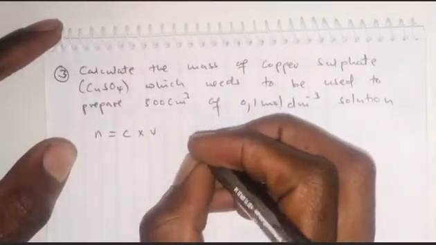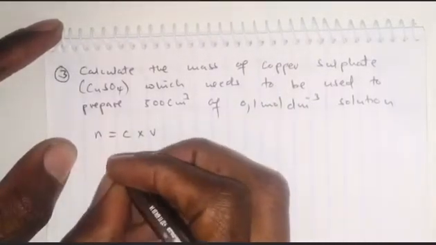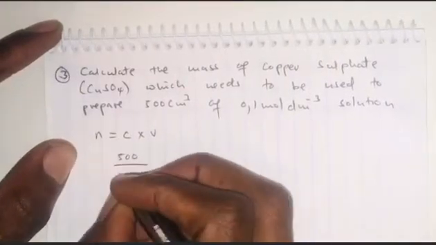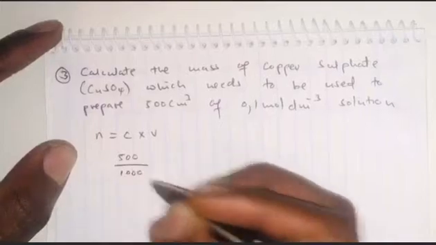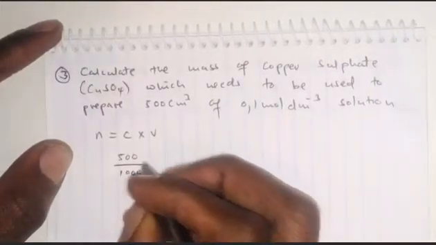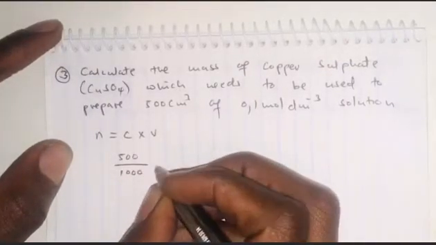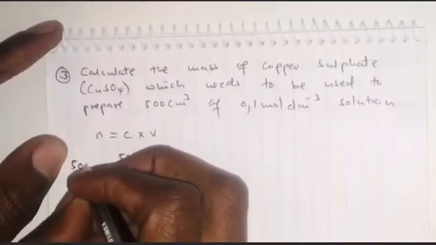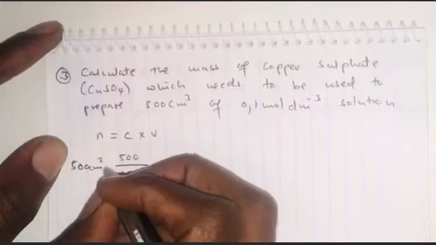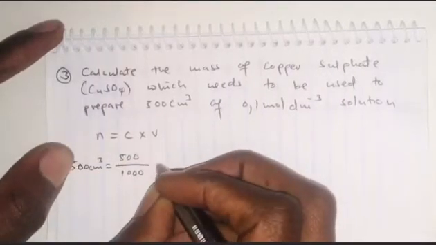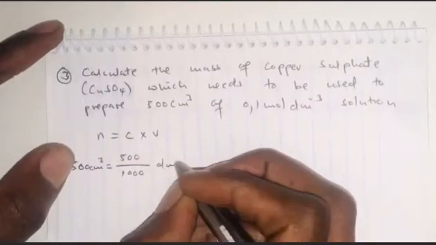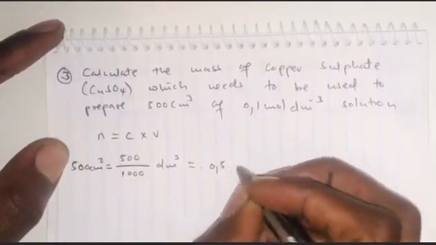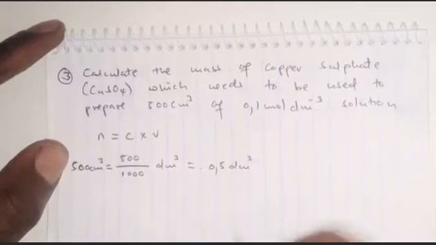So we are going to say 500 cubic centimeters is equals to 500 over 1000, and this is now in dm cubed. Then of course this gives me 0.5 dm cubed.